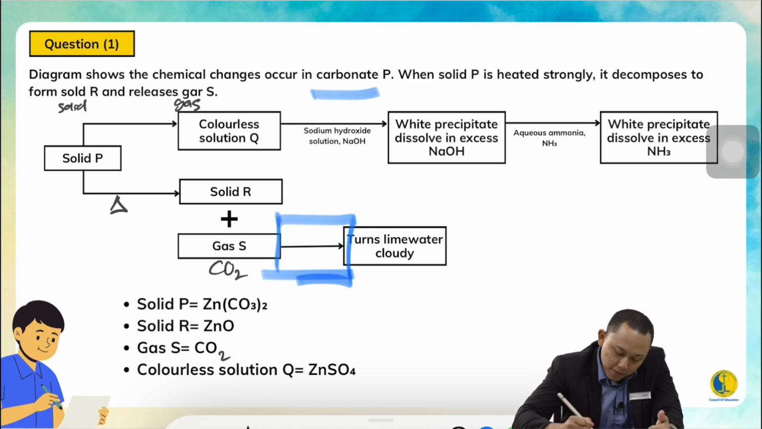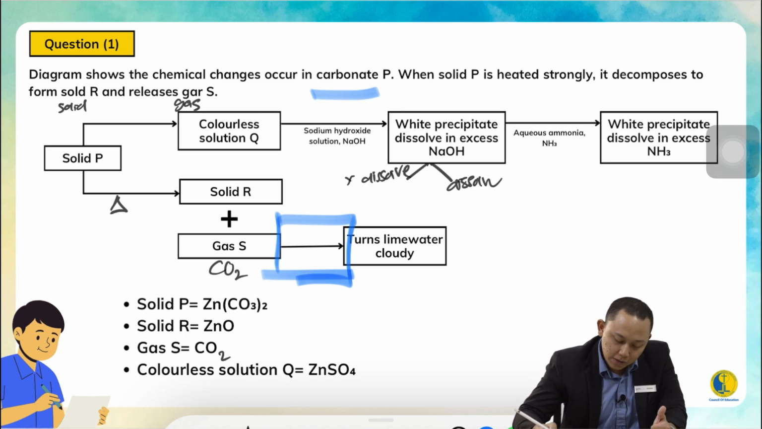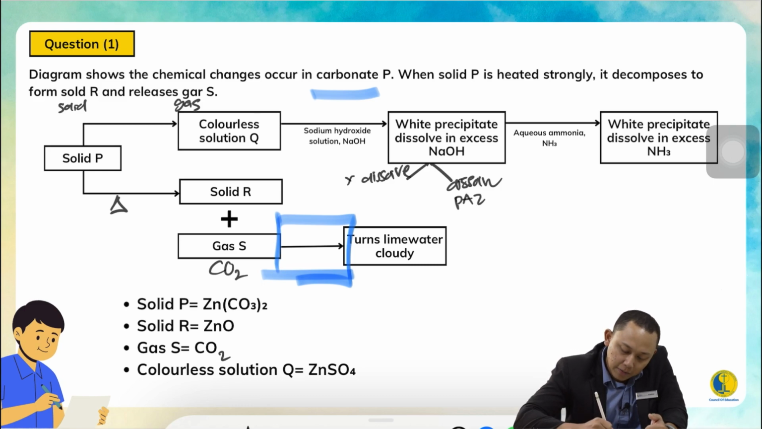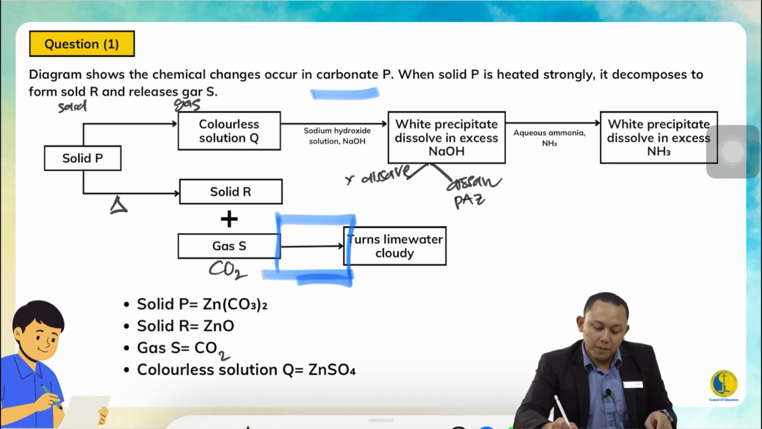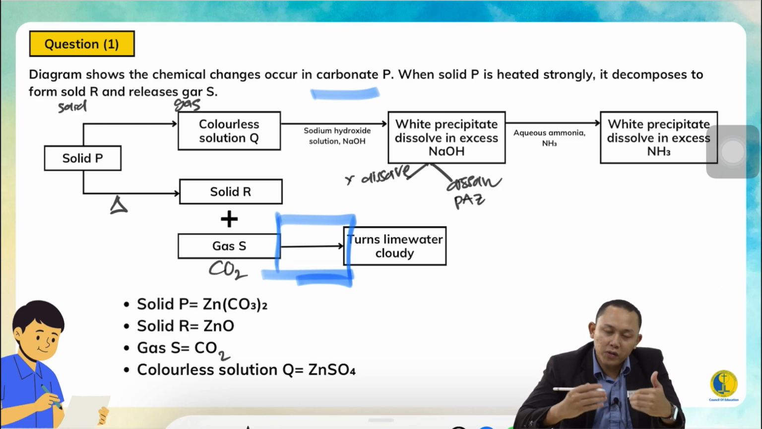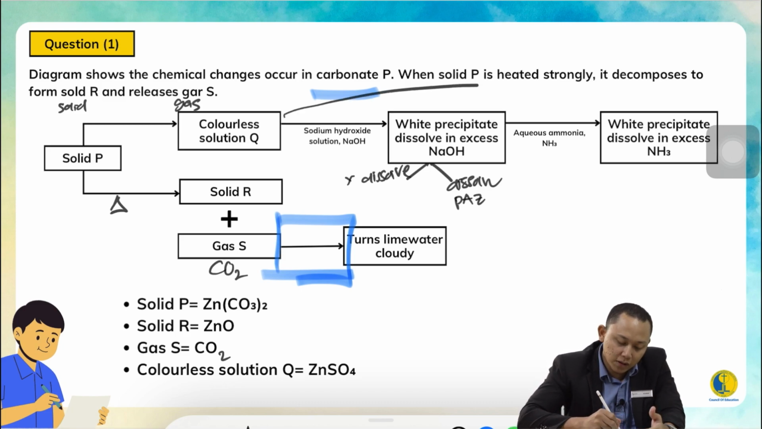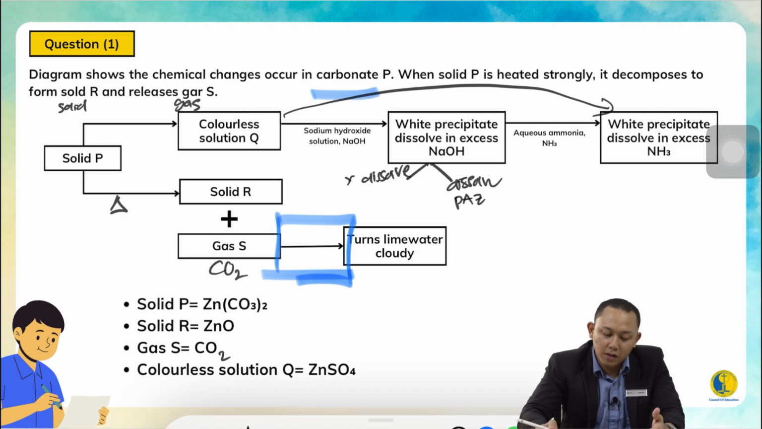If you still remember, we have two possibilities, right? Dissolve and not dissolve. When it dissolves in excess, it might contain lead, aluminate, and also zinc. Then you use a new sample to test with the ammonia solution.